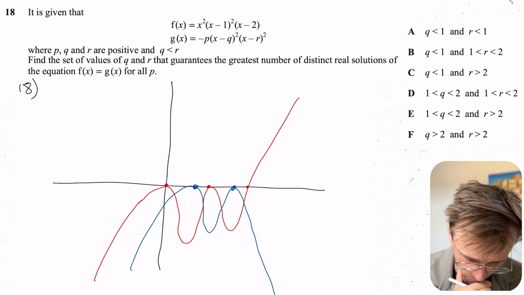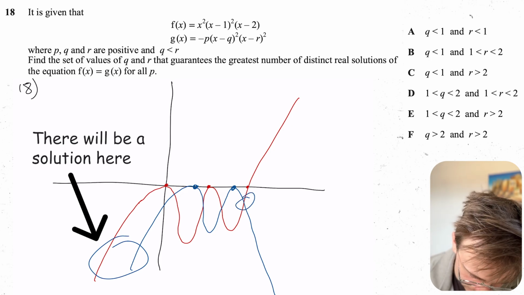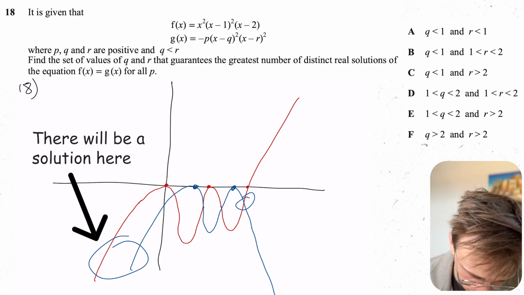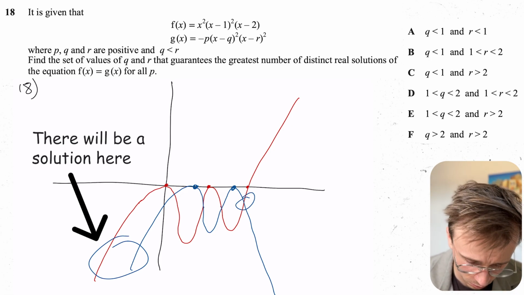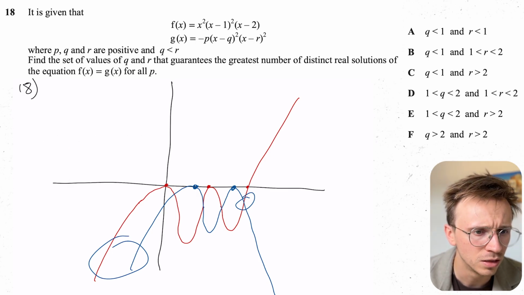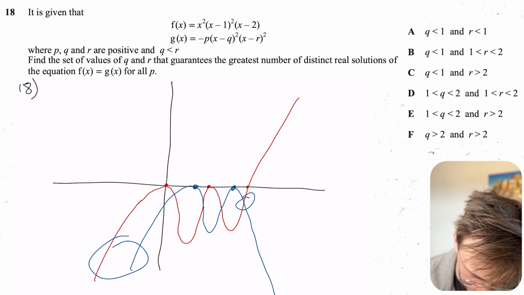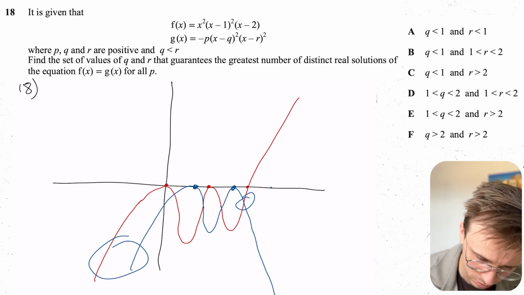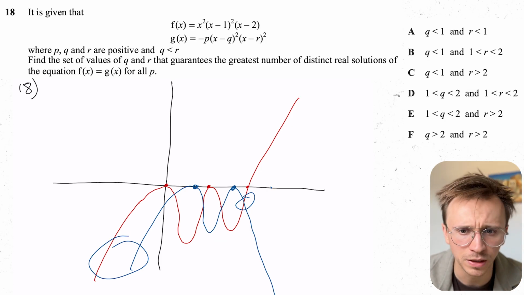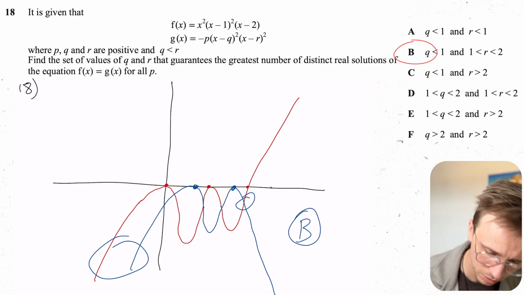I don't think I could get more than that. Because there can never be a solution here. This can be the last solution, so 1, 2, 3, 4. I think you want q less than 1 and r in between 1 and 2. I think if r was out here, there's a chance you could miss solutions. You could go like that. So yeah, I think B. I'm going to go with B.